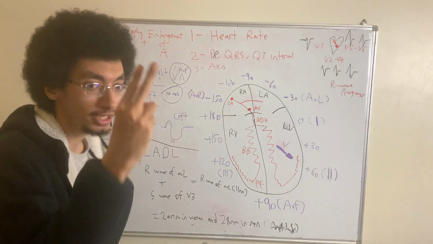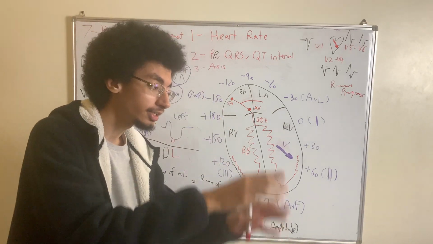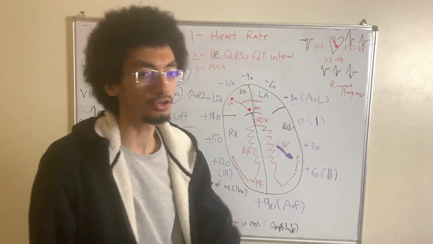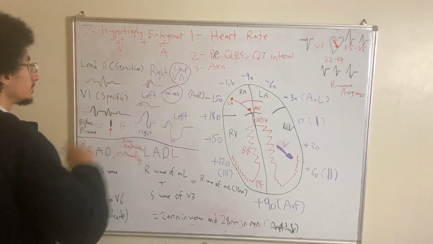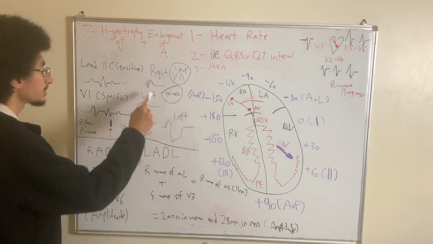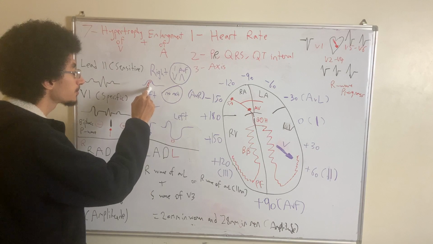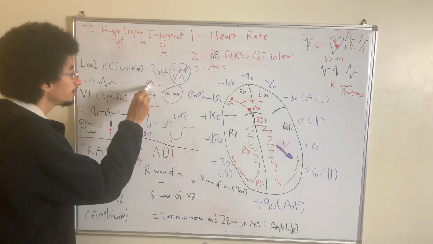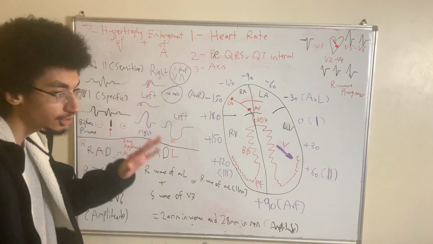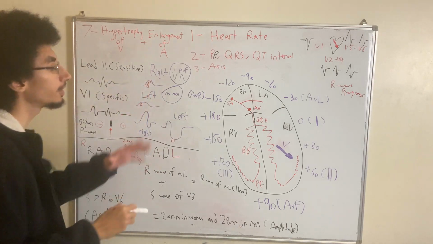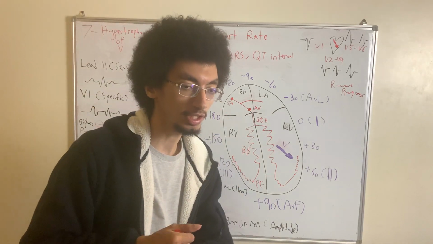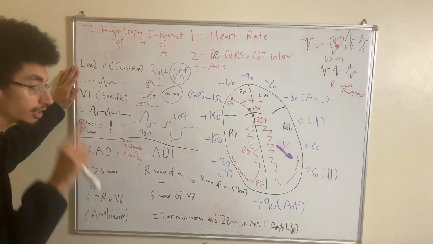So there are 2 criteria to diagnose right atrial enlargement, P pulmonale. You look for right axis deviation, and you also assess the amplitude of the P wave. You count the number of squares. If you see 3 millimeters, 1 millimeter for each small square, then the amplitude of the P wave has been increased, right atrial enlargement. That is all in lead 2.